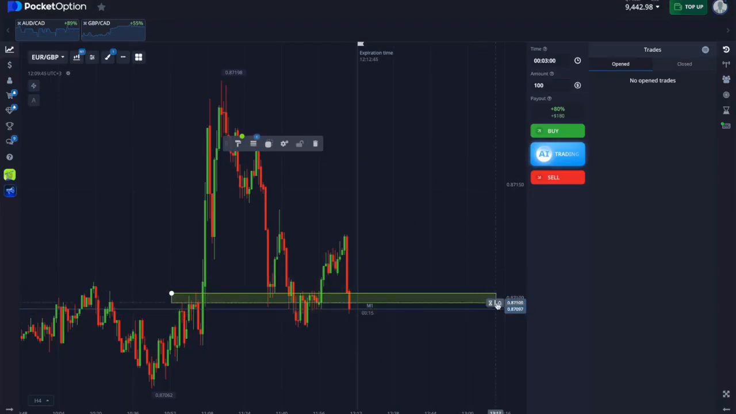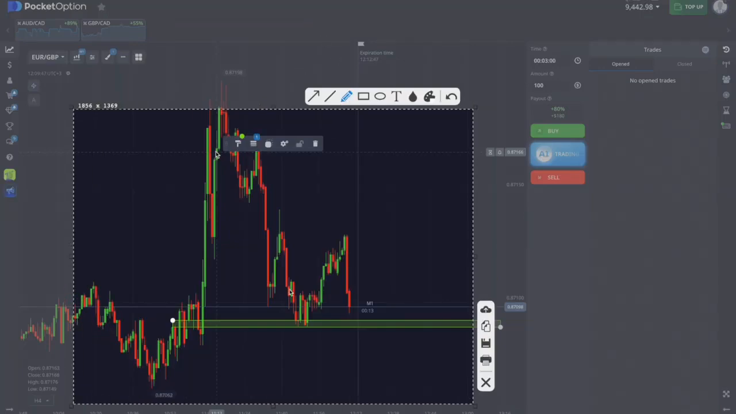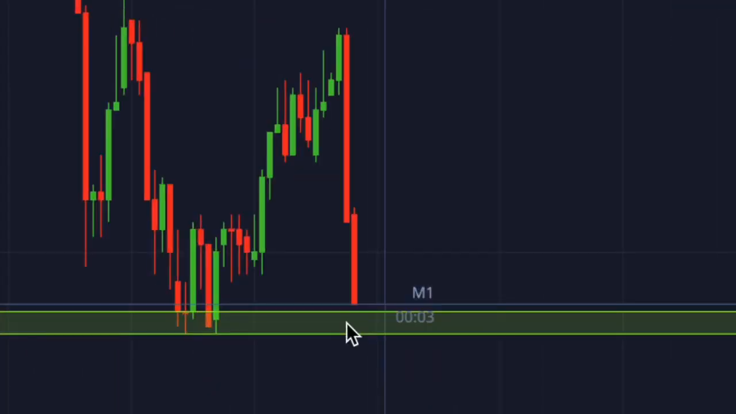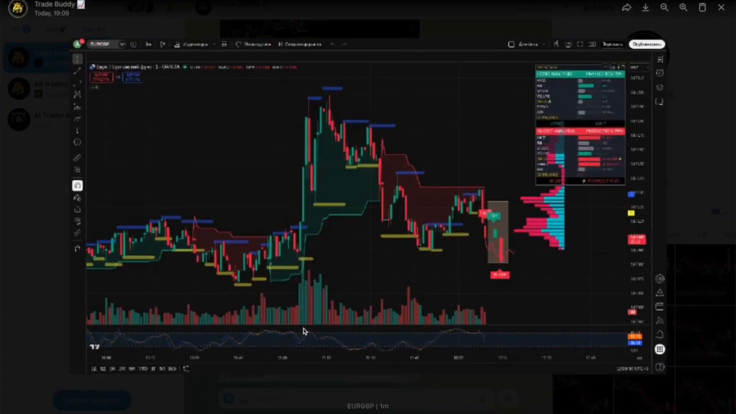We have a level. This is the level right here. Let's see what we can observe here. We've had one test, two tests, and a third touch. If there's a pullback, we'll open a position downwards, or if the price moves toward this level, we'll open as well. But the move has already happened. So that's my plan for the future.